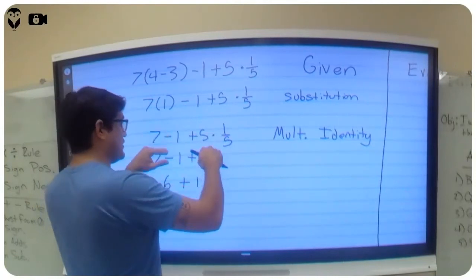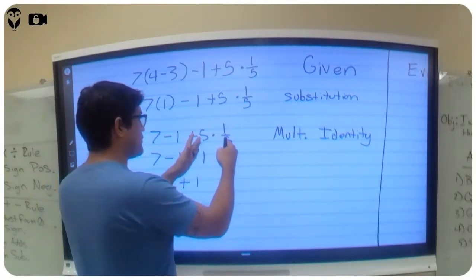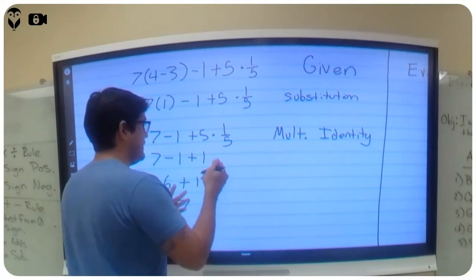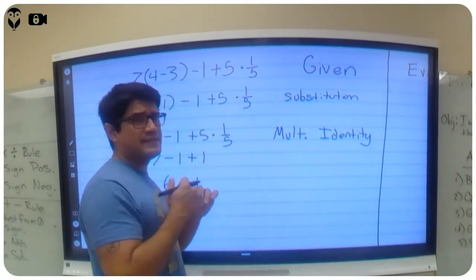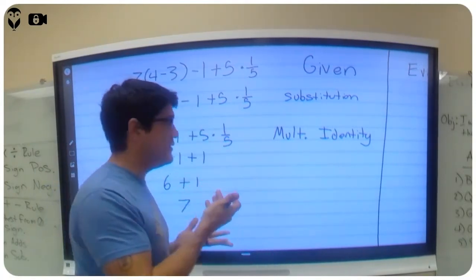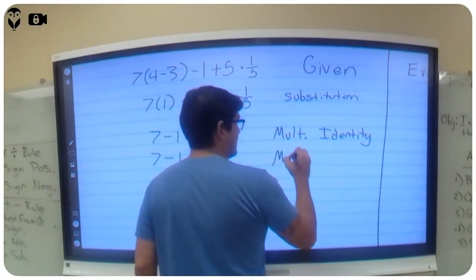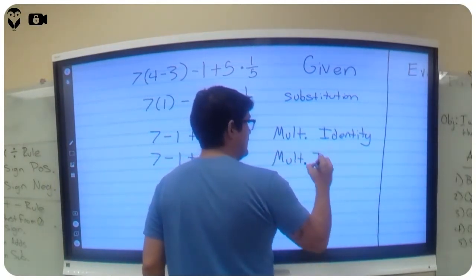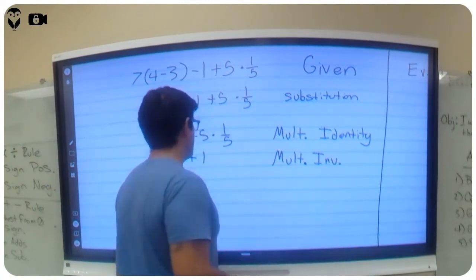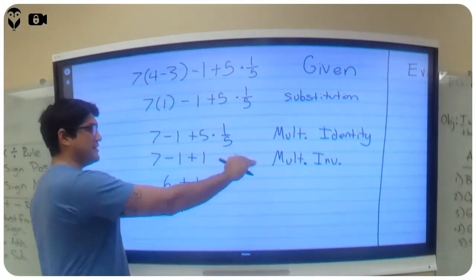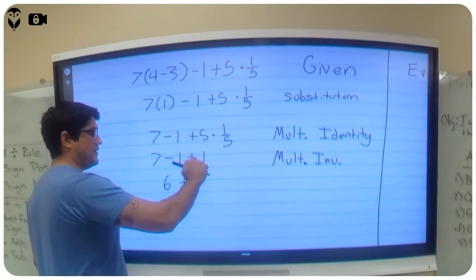Now, from here to here, the 5 times 1 over 5 turned into 1. You should know that any number times its inverse makes 1. So this is called the multiplicative inverse. Okay? So that's how we got from here to here. I did the multiplicative inverse. This multiplies to make 1.